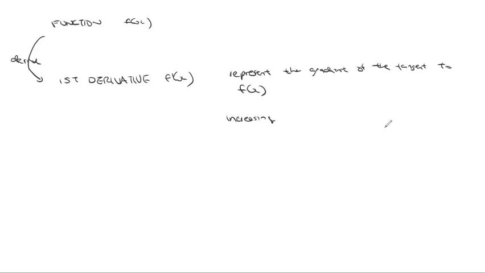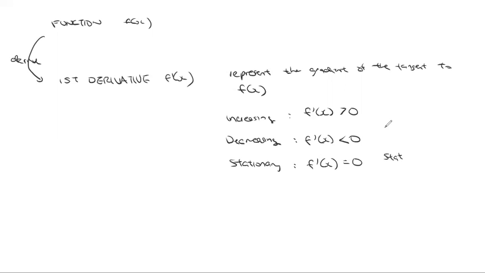There are special terms that we need to be aware of. Those are increasing, decreasing, and stationary. Increasing simply means the first derivative is strictly positive, not equal to 0. Decreasing just means the first derivative is strictly negative, not equal to 0. And stationary simply refers to the first derivative equal to 0. And your stationary points refer to that.